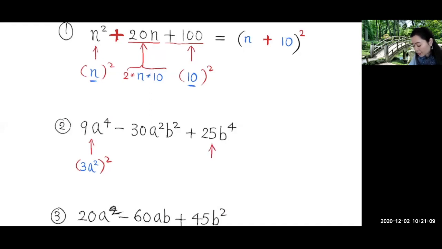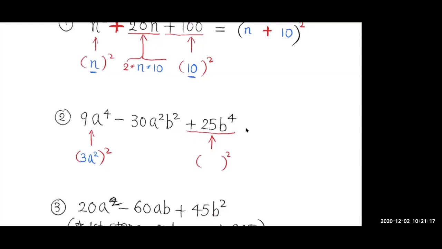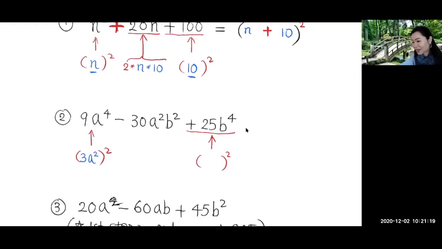What about the last term? Is this a square over here? What square is that? 5b squared. 5b squared? Yeah, you got it. Good job. So 5b squared over here. So we're hopeful this might be a perfect square. So we still need to check the middle.